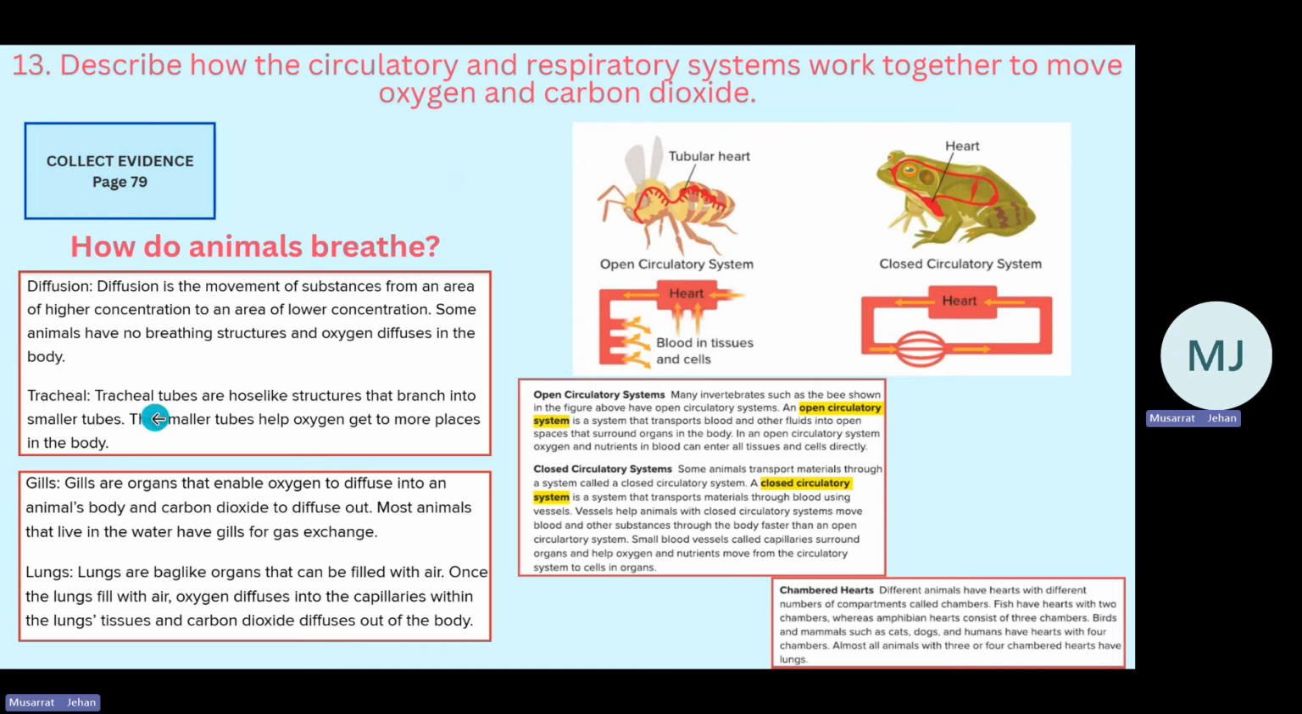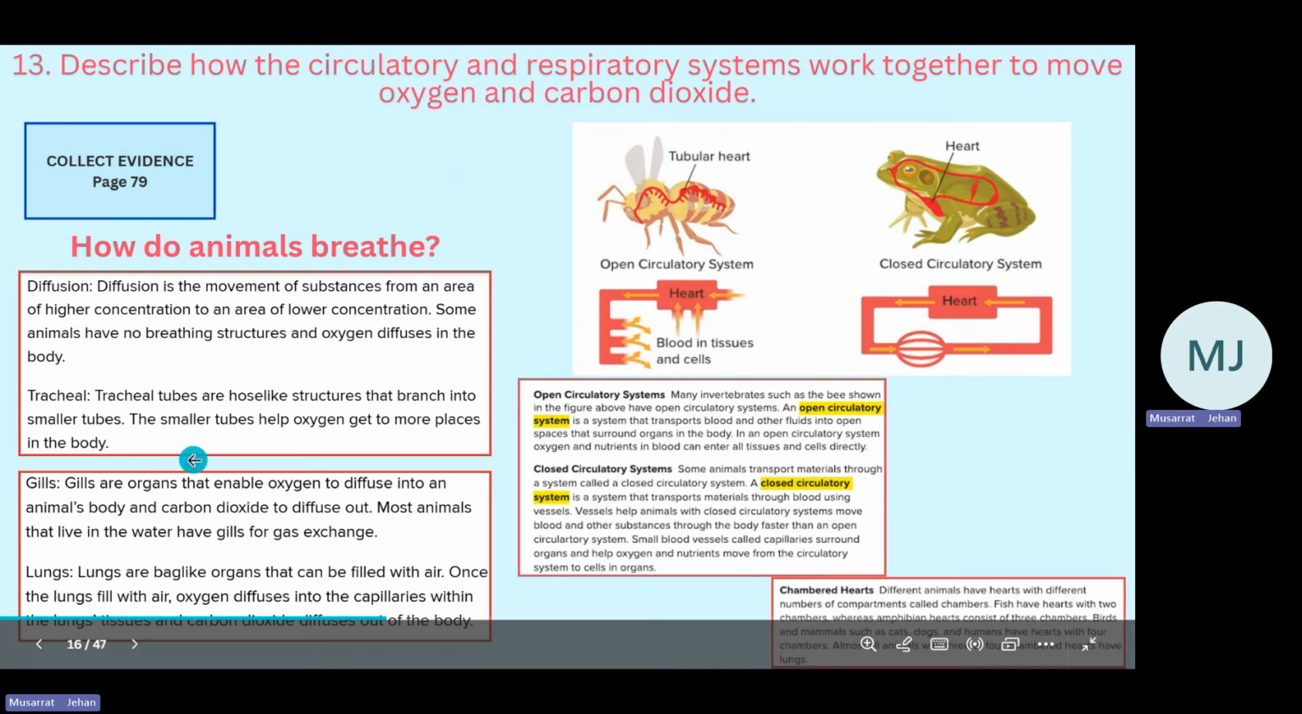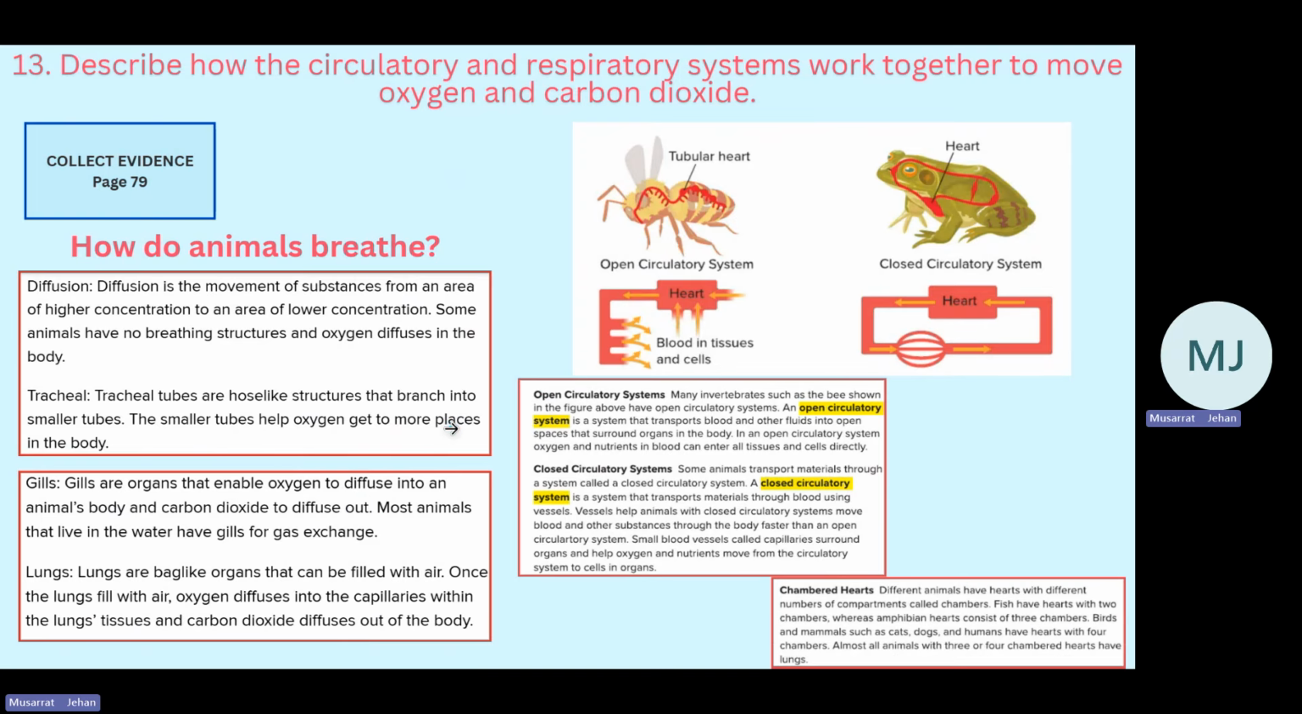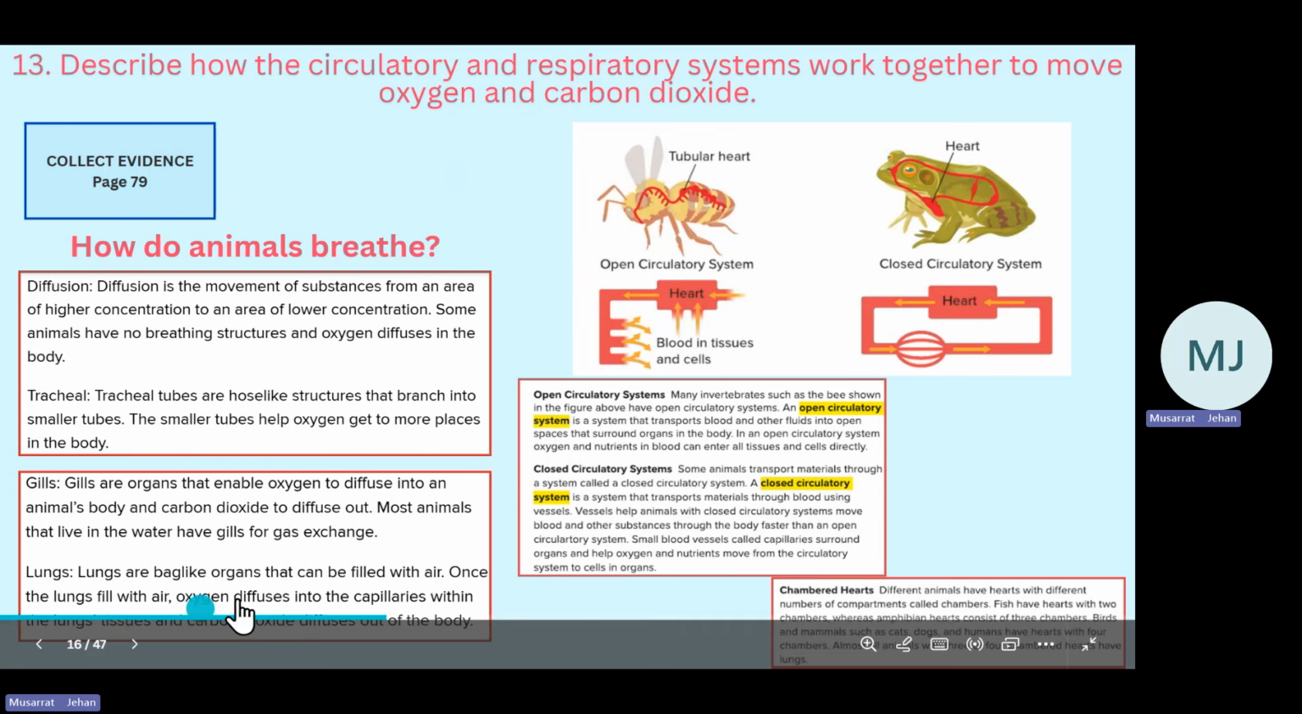Then we have tracheal tubes. They are structures that branch into small tubes, like in insects. So oxygen gets into the body through the tracheal tube. Gills: we know that all organisms that live in water, like fish, breathe through their gills. In gills, oxygen diffuses into the animal's body and carbon dioxide out of the gills. They use gills for gas exchange. Then lungs are bag-like organs present in organisms that breathe with lungs, and they fill with air. Air diffuses into the capillaries. We'll be studying more about this later.